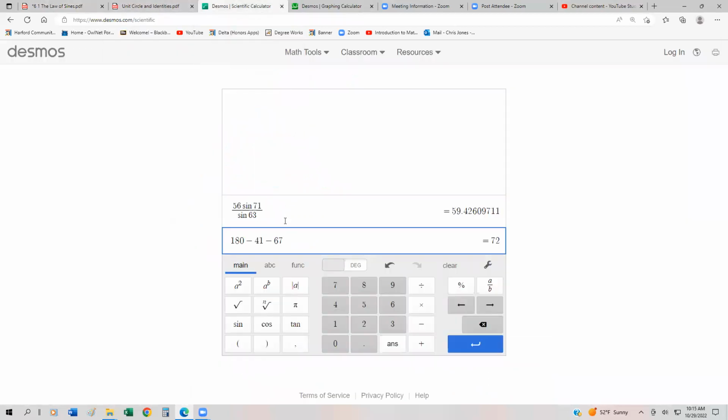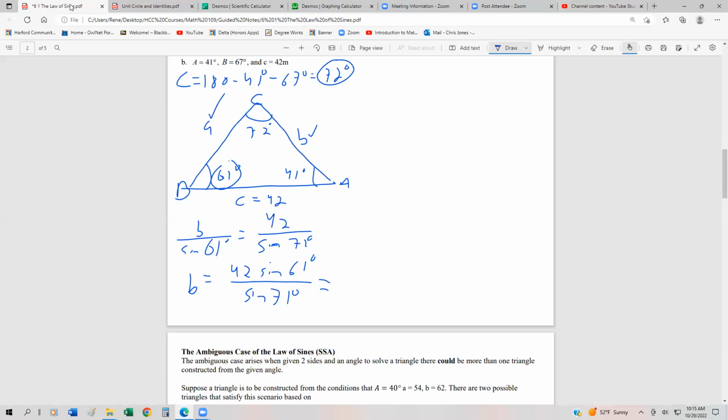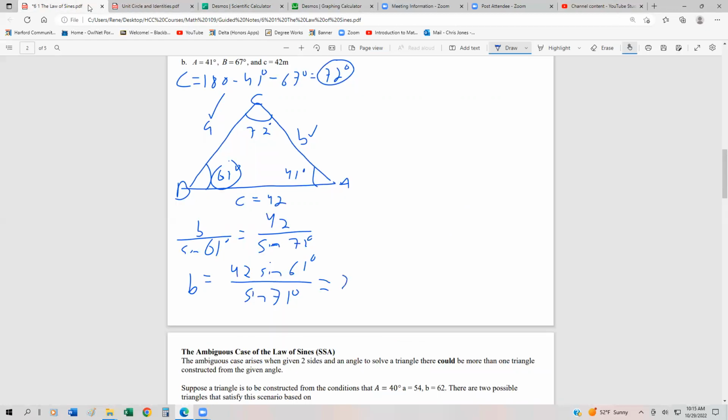So we have 42 sine of 67 and 72. In fact, I'm just going to copy this. All right, so we get 38.9 is going to be the side B. And that makes sense because it should be smaller than 42. So B is going to be 38.9.